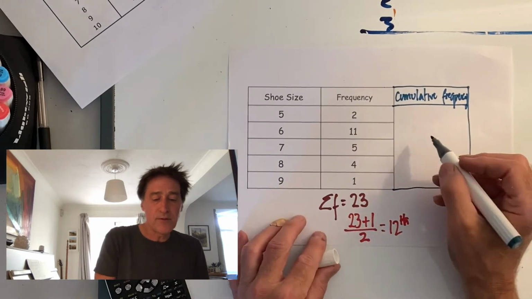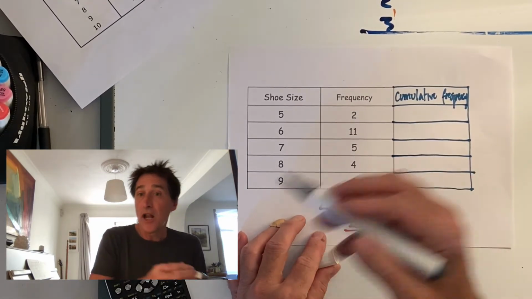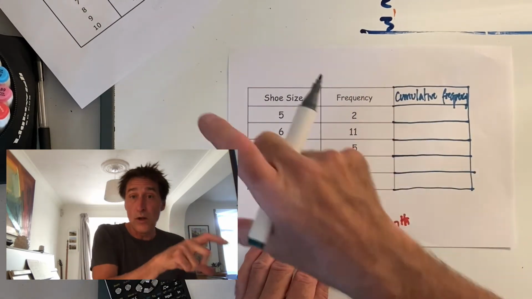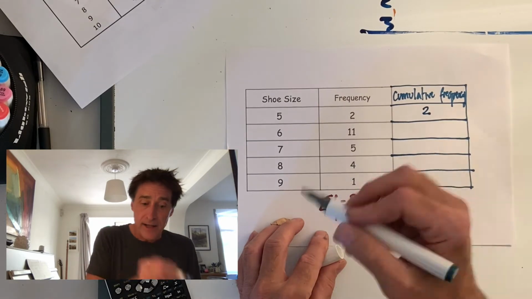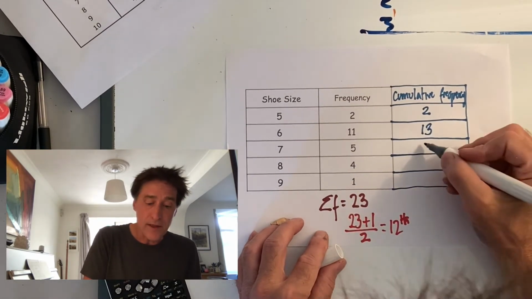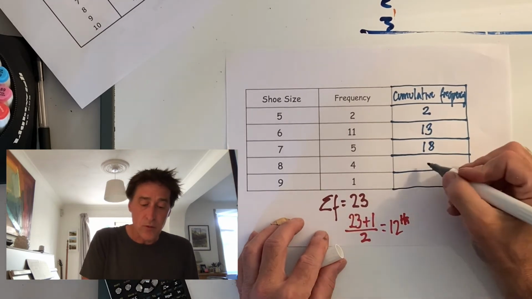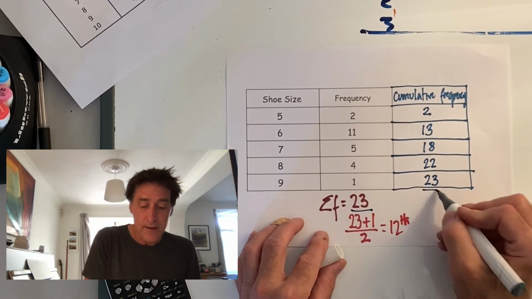So this is our cumulative frequency, and I build it up as I go along. Imagine you've got all 23 people in a line, and you can see all their shoes in front of them, from the smallest to the biggest. The first 2 you see there, and then the next 11 means that you've now got 13 in front of you. Add another 5, you've got 18 now, all in order. Then add the 4, 22, and the final guy makes it 23, and that should tally with what you've got here. They should be the same.